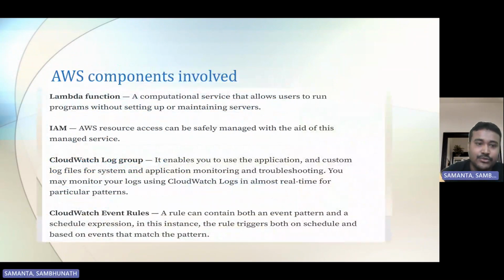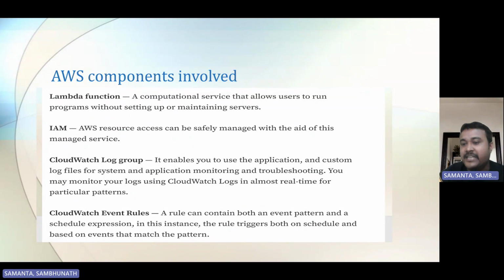Which components will we use today? We'll use AWS Lambda and an IAM role. We use the IAM role to specify to the Lambda which services it has to run, like EC2, or to trigger the Lambda function. Then the CloudWatch log group: Lambda is serverless, but we still need to troubleshoot and debug if anything goes wrong, so that is where we check the logs.